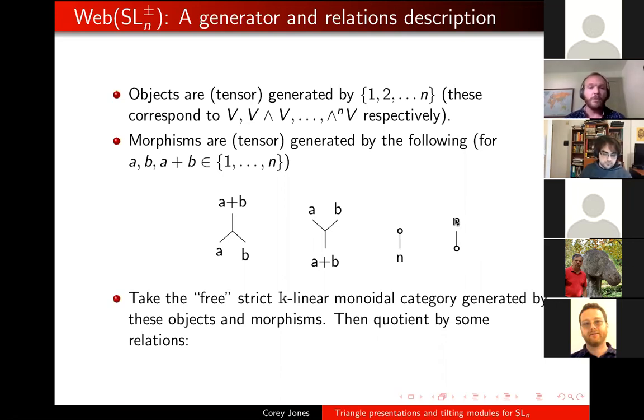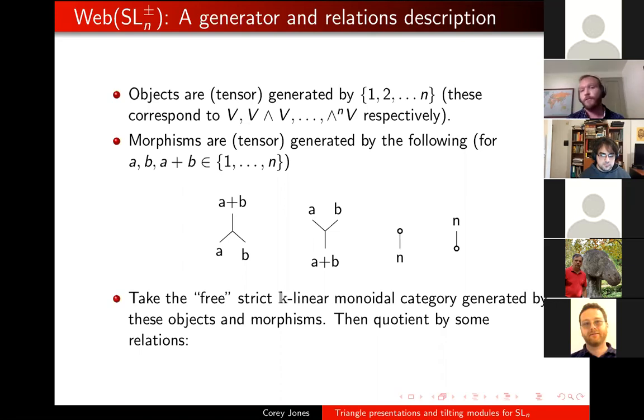And what you do is you take the free, strict k-linear monoidal category generated by these objects and morphisms. So objects are just going to be sequences of elements from the set 1 through n, and of course there's also the empty label, which will be represented by empty space. And morphisms are just going to be all the pictures that I can make out of these little generators by sticking them together where the labels make sense, sticking them next to each other, taking their tensor product, and composing along all the labels that make sense. And I'm going to take formal k-linear combinations of those pictures.